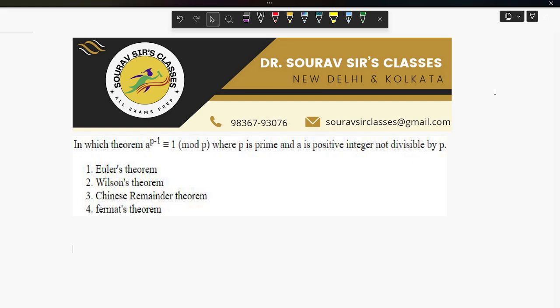Okay, so now we are going to solve a problem which appeared in the CUET data science question paper, and the question is telling us that in which theorem a to the power p minus 1 is congruent to 1 modulo p, where p is prime and a is a positive integer not divisible by p. So whose theorem is this? This is a very well known property in our elementary number theory.